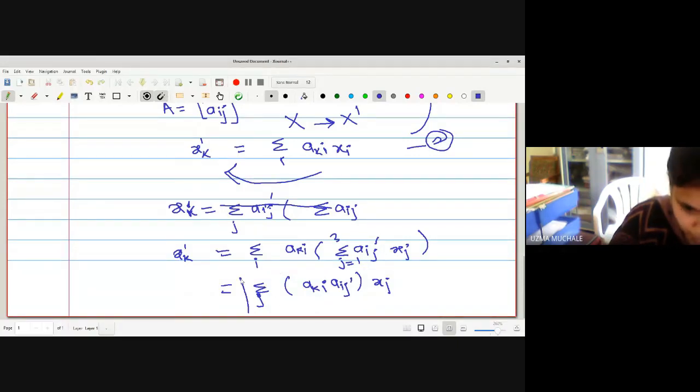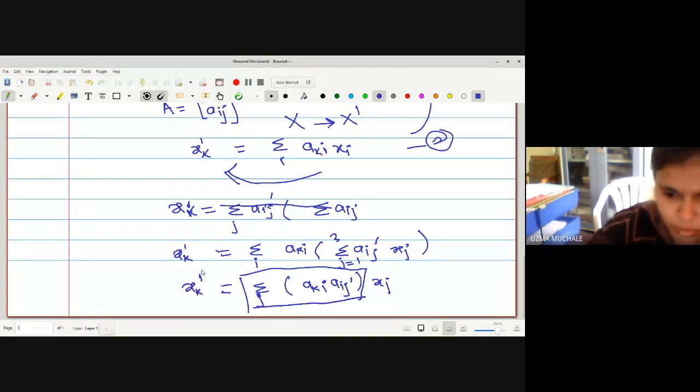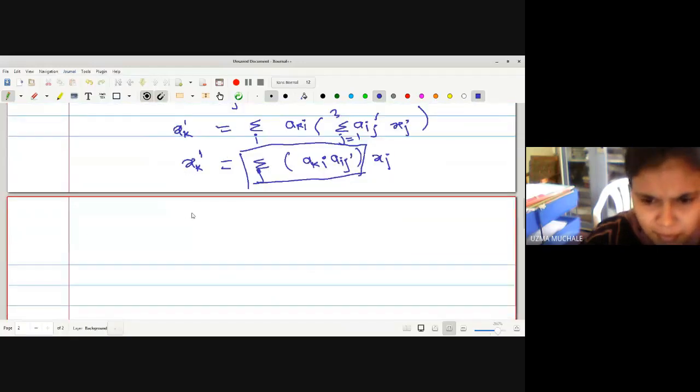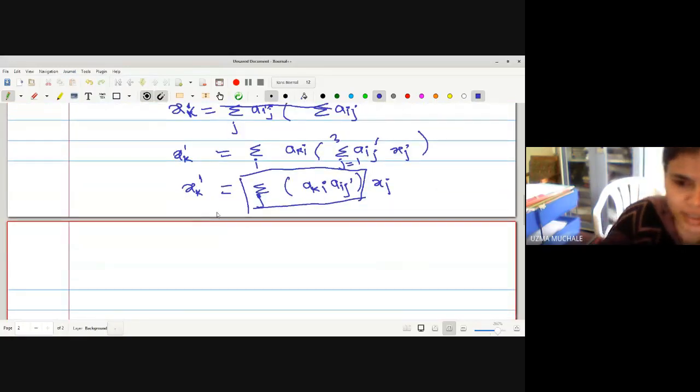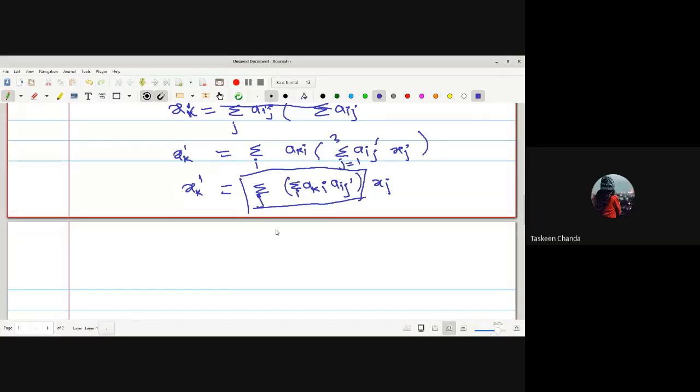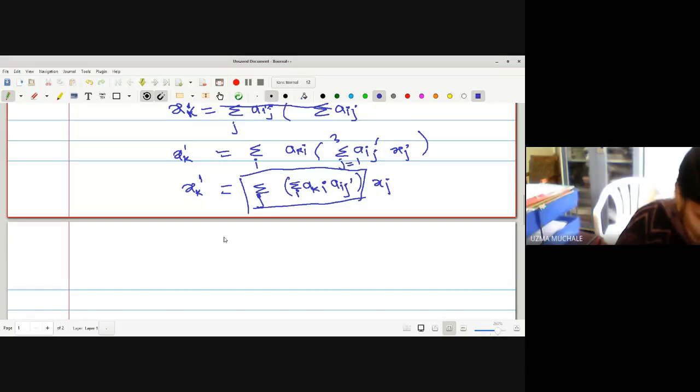Now what will be the value of this term that we have seen in the last lecture? How to run this summation? Can anyone tell me how to run this summation? And what is the value of this whole bracket? Cij. How is it Cij?